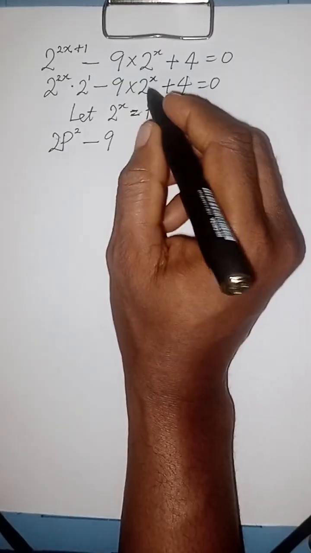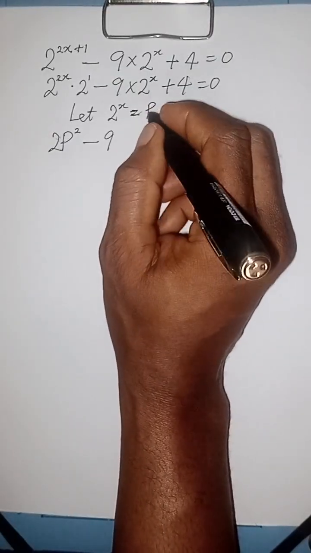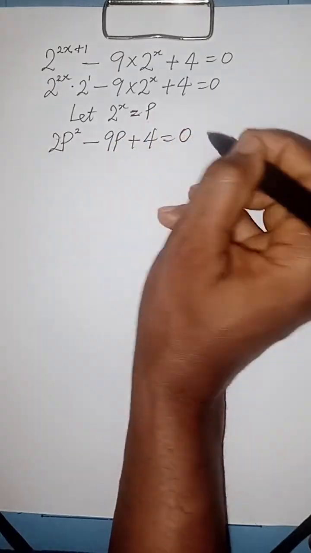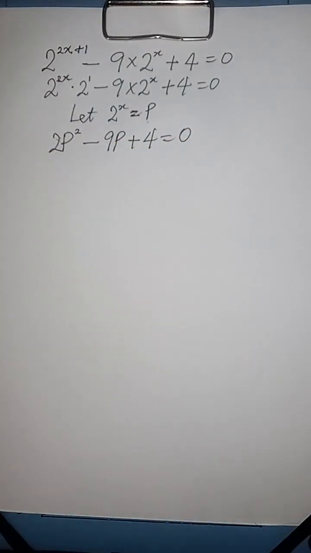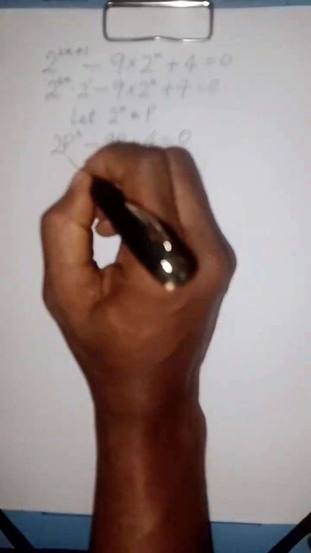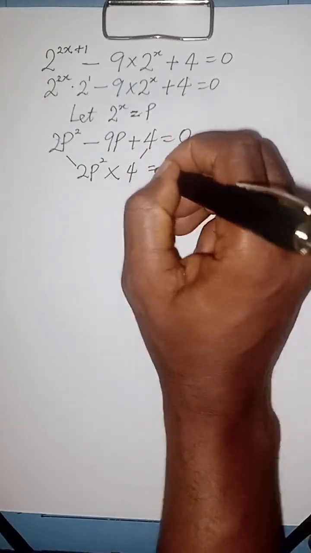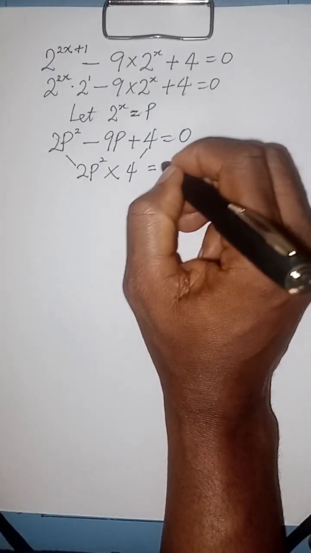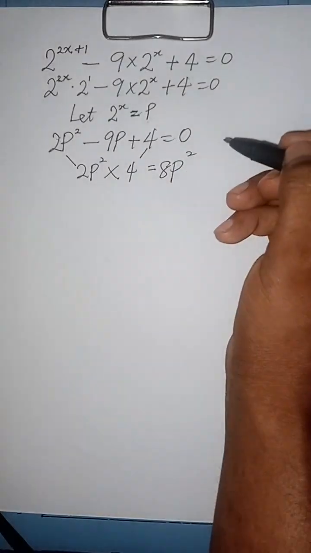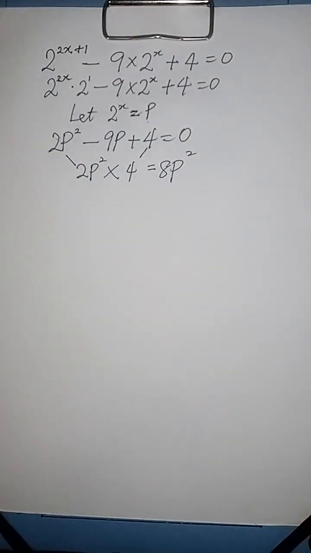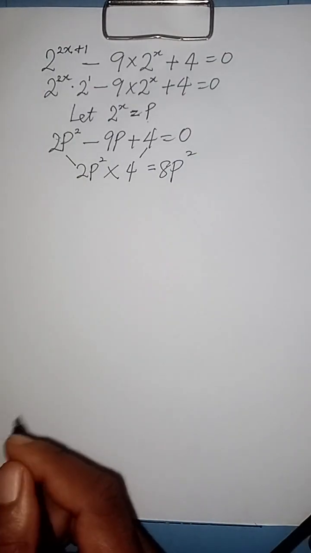Minus 9. 2 raised to power x rather is p. So 9p plus 4 equal to 0. So here you have the quadratic equation again. So applying factorization method, 2p squared multiply 4. The method will be easier now. And this is 8p squared. I won't be showing this maybe in subsequent solutions. I will just go straight ahead and factorize and get the values for the factorization.